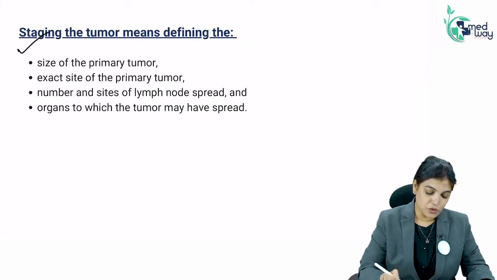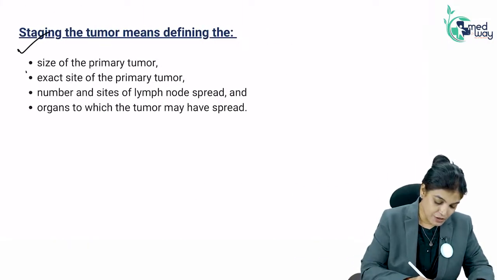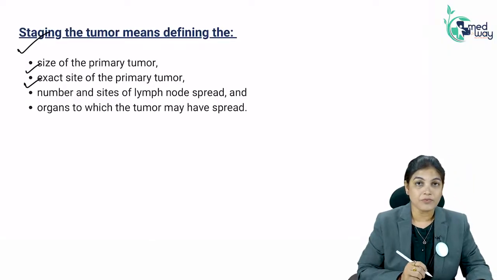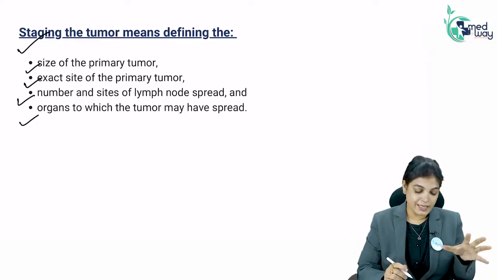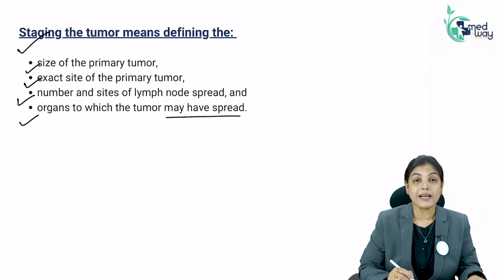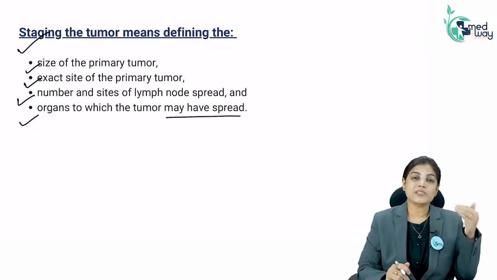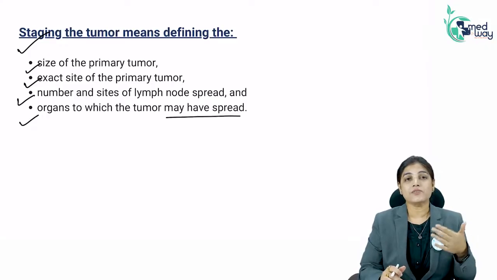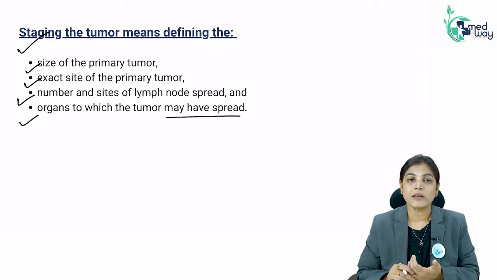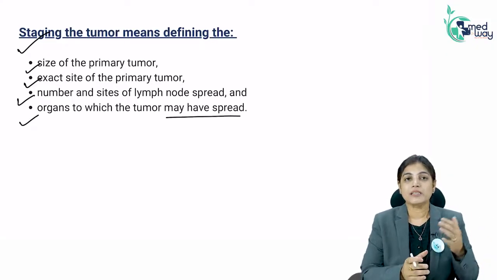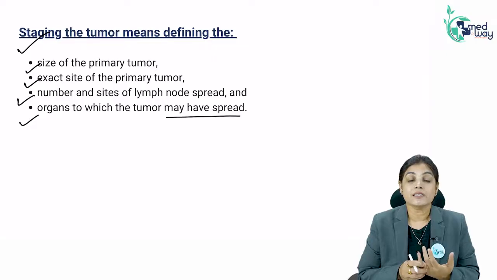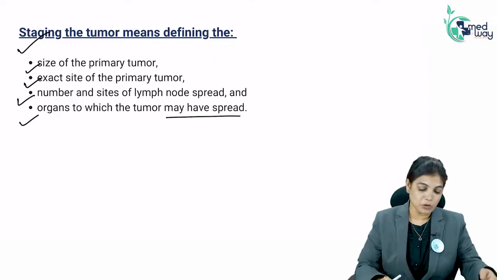Now, staging of a tumor of the breast can be done by the size of the primary tumor, the exact site of the primary tumor, the number and site of lymph nodes involved, and the organs to which the tumor has spread. These are the four points for staging breast cancer. That is why staging should be done, for proper therapy to be given to the patient, whether hormonal, surgical, a combination of surgical, radiation therapy, or chemotherapy.